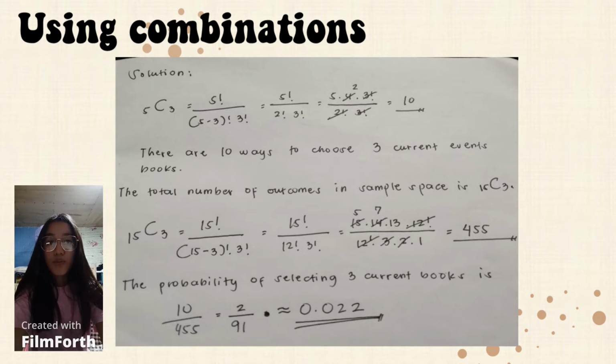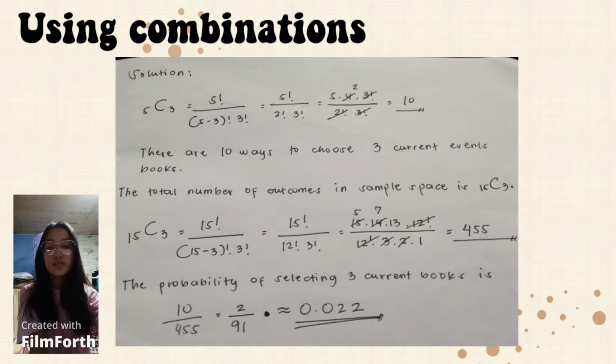The total number of outcomes in the sample space is 15 choose 3, because there are a total of 15 books, 10 biographies and 5 current event books. So 15 choose 3 is equal to 15 factorial over (15 minus 3) factorial times 3 factorial, equals 15 factorial over 12 factorial times 3 factorial. You write the factors again of 15 factorial, and the denominator is 12 factorial and the factors of 3 times 2 times 1.